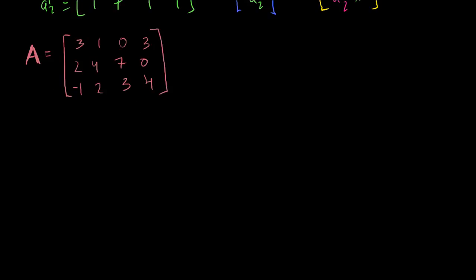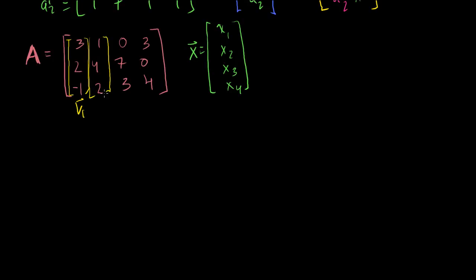I have to multiply this times a 4-component vector. So let me call vector x equal to, actually, let me keep it general. Let's say it's equal to x1, x2, x3, and x4. Now, instead of viewing these as row vectors, we could view A as a set of column vectors, right? We could call this vector 1, this vector 2, this vector 3, and this vector 4.